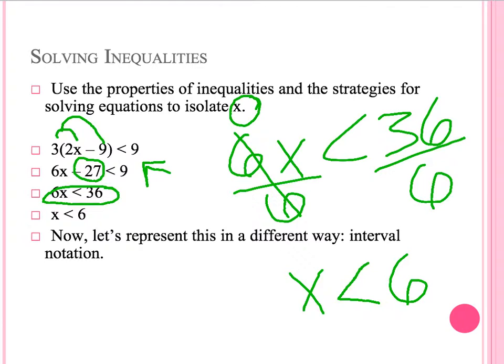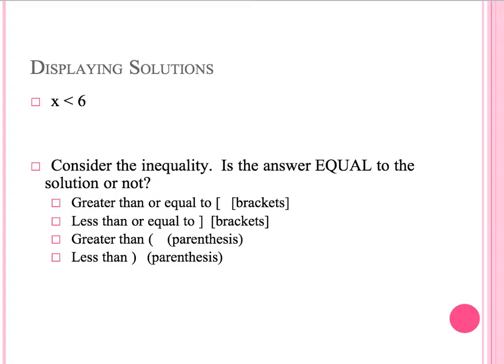Now we're going to look at x less than 6 in a little bit of a different way. We're going to look at it using our interval notation. Interval notation is a way we can write our inequalities to show an answer in a simpler form. A couple things to remember. When we have an inequality with a greater than or equal to, we will always use brackets.